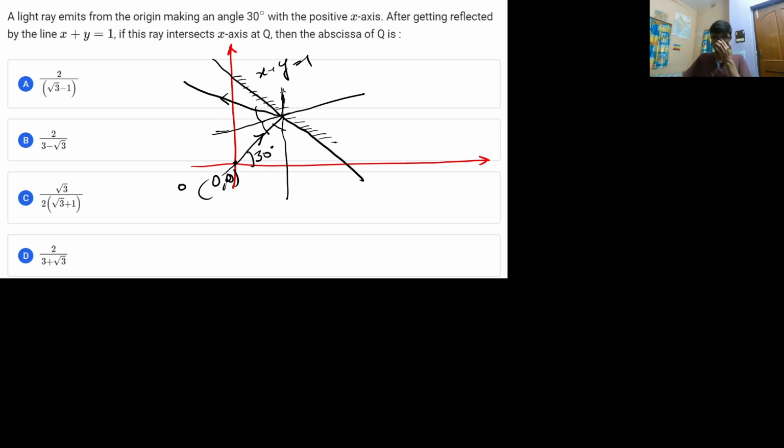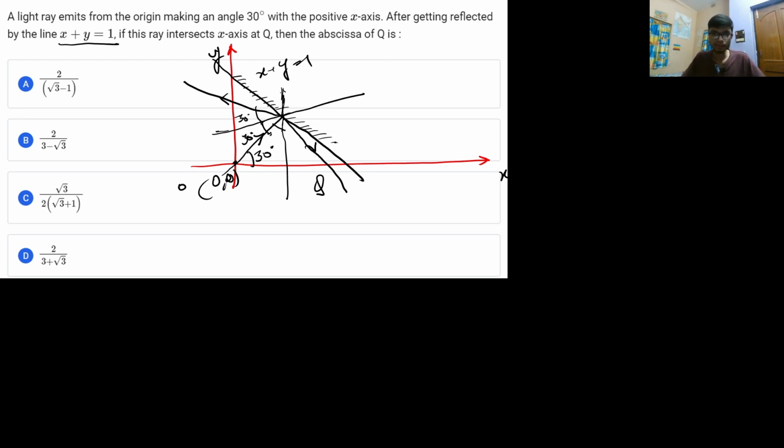So this particular angle is equal to 60 degrees, that means this angle is 30 degrees, that is the angle of incidence is 30 degrees, so the angle of reflection is also 30 degrees. Now what I need to find out is, after getting reflected by the line x + y = 1, if this ray intersects the x-axis at the point Q, then the abscissa of Q is basically what.